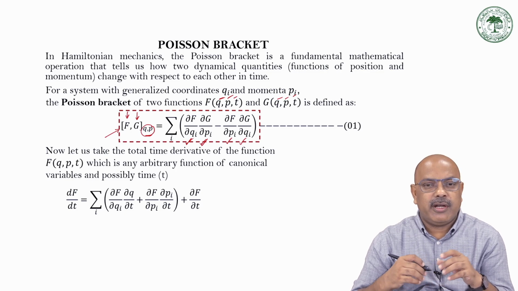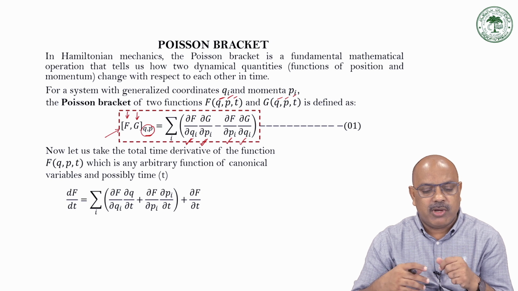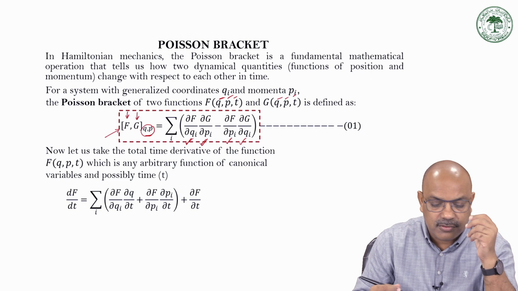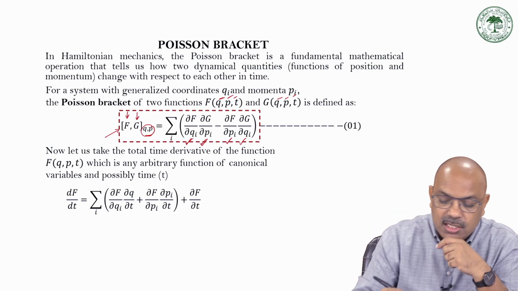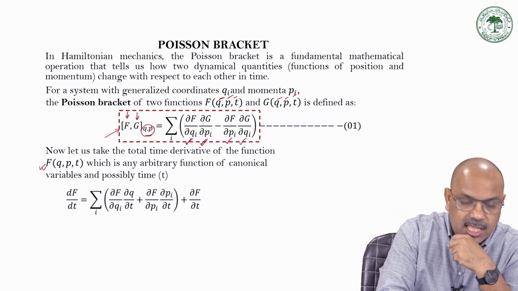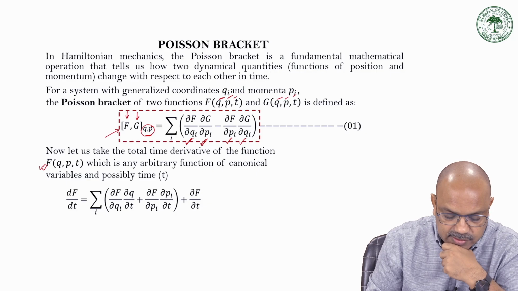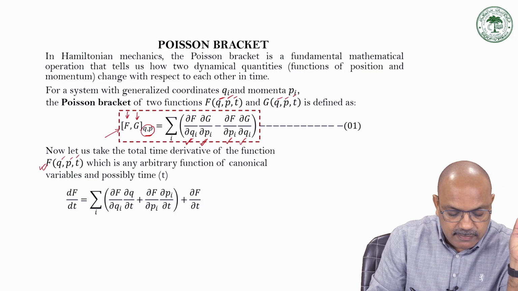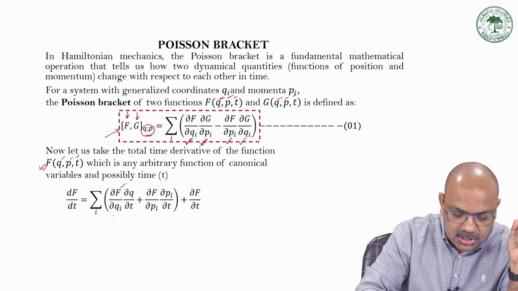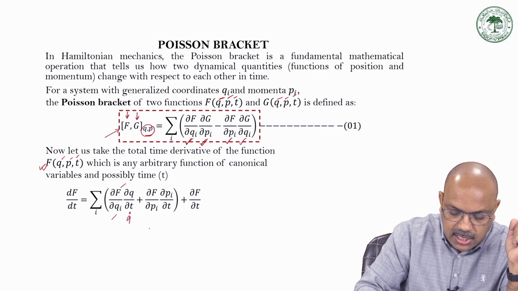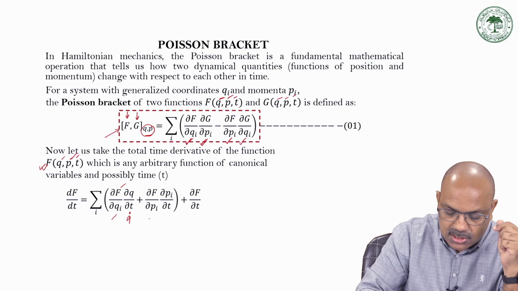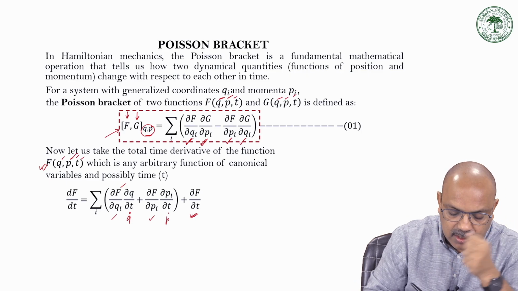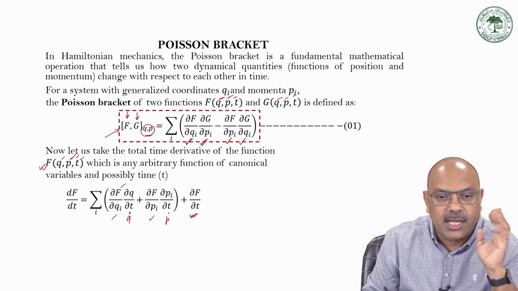Now we are going to figure out certain properties of this Poisson bracket. Let us take the time derivative of a function. Let us choose the first function f and get its time derivative, because f depends upon q, p and t. If I take the total time derivative of this function, f depends upon q, and this is my q dot, and f depends upon p, that is my p dot, and f depends upon time, that is my time component.